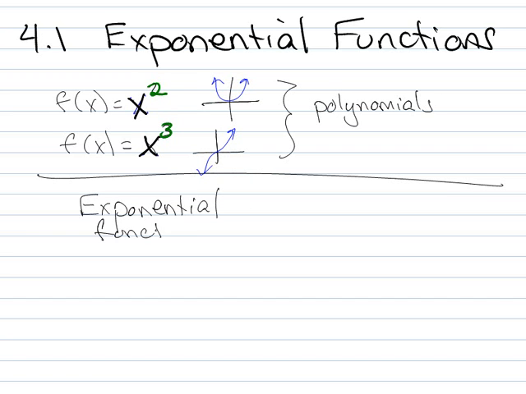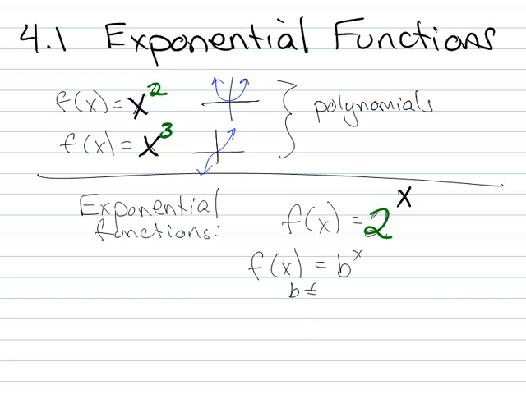And exponential functions, instead of having an x on the bottom and a number on the top, they have a number on the bottom, like 2, and an x on the top. So number on the bottom, x on the top. Exponential functions are any function in that form. Usually we say b can't be 0 or 1 because that makes it uninteresting, but pretty much anything besides that can be an exponential function.